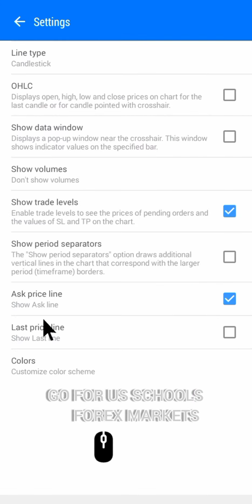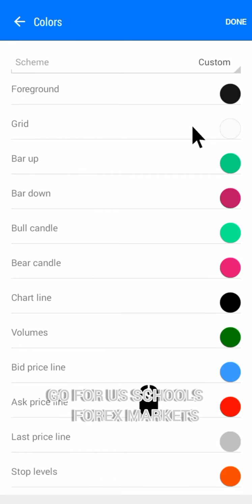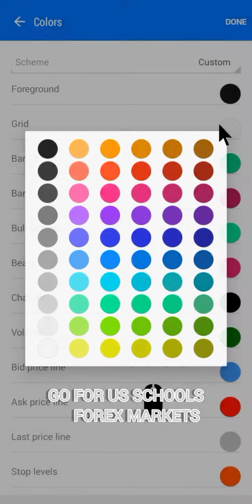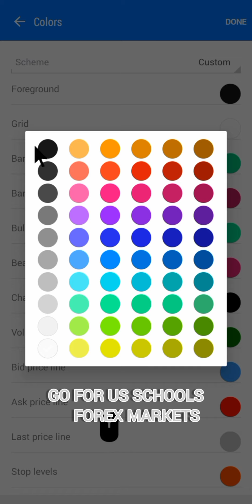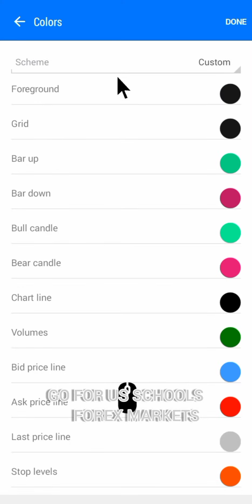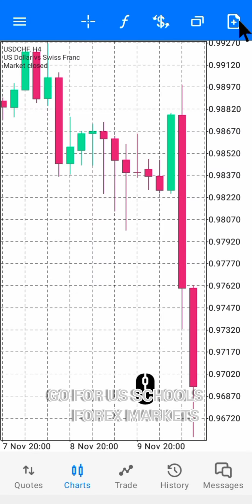Go to settings, then come here, adjust the colors. Now this is what we call grid. Mine is white, but sometimes there are some charts you're going to find when the grid is black. Now if I put in black and I go back to my chart, you are going to see all these squares.